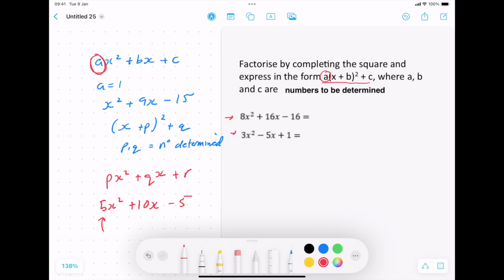But first of all, I think it would be a good idea to write down a rule to follow so you can do this yourself. So I'm going to try this one. And then what I want you to do is to try this one yourself and then check your answer against the mark scheme I've attached below the video. So let's take a look at the rules first of all.